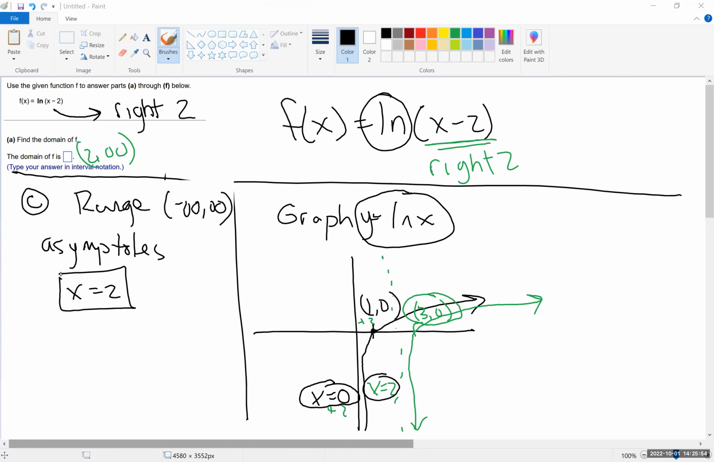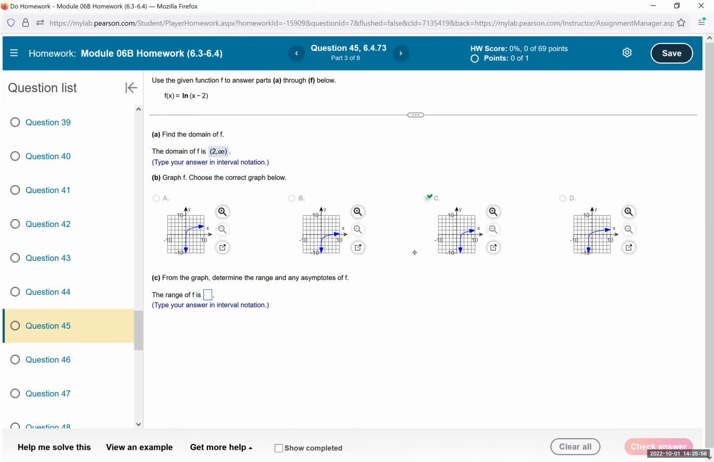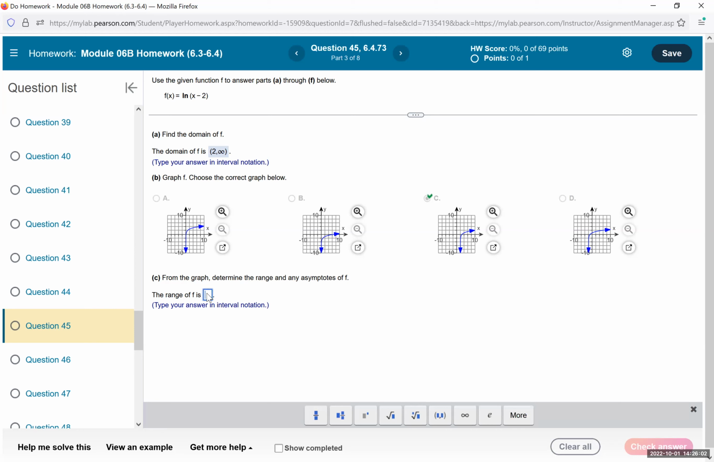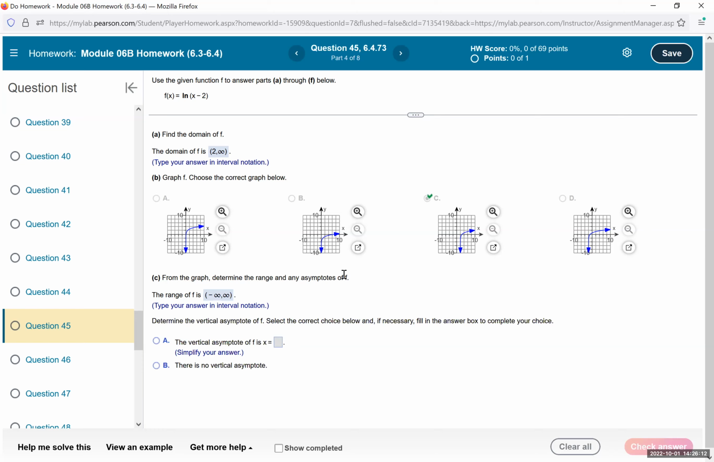All right, so let's share this right here, and we're going to enter our answers. The range of every logarithmic function is the same, negative infinity to infinity. So parenthesis, negative infinity, comma, infinity. And then check. All right, excellent.